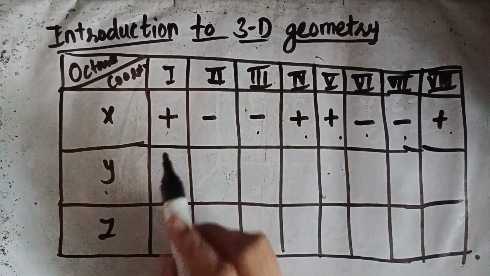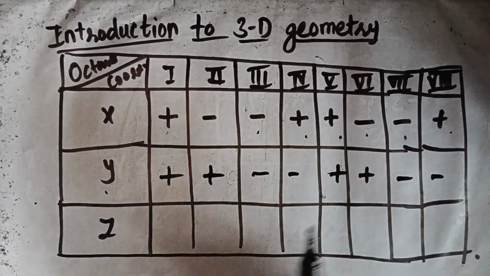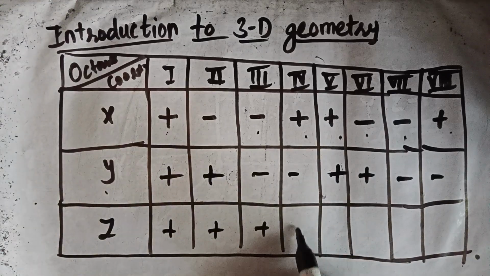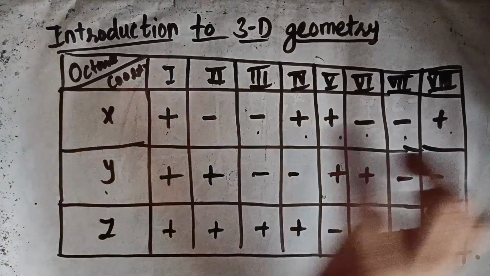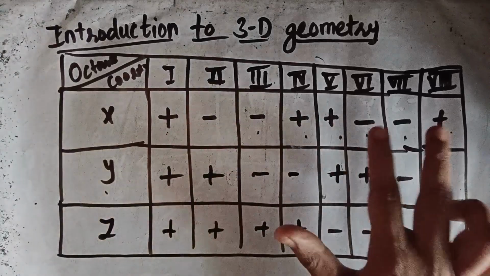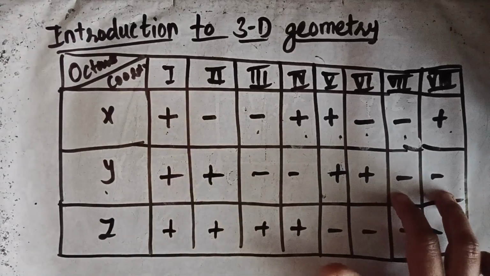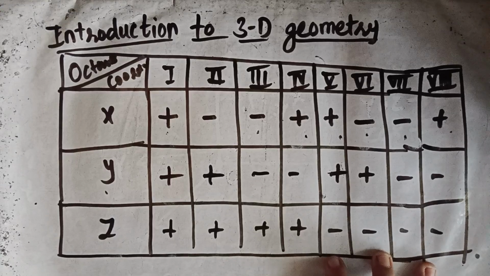For the y, it is plus plus minus minus plus plus minus minus. Then for z, it is 4 plus and 4 minus. So for the first coordinate, it is plus in the starting and ending, then in between 2 minus 2 plus 2 minus. For y, start with plus: 2 plus 2 minus 2 plus 2 minus. For the z, 4 plus 4 minus. Easy to remember. Let's see some examples.